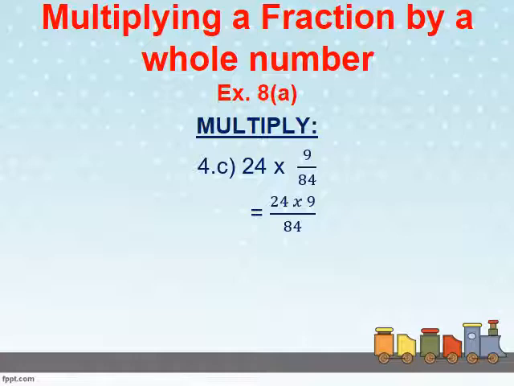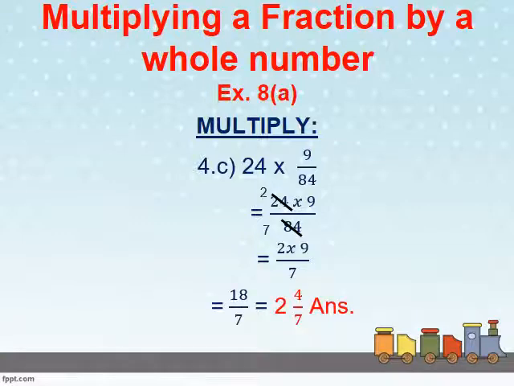So when we divide 24 by 12, we get 2, and when we divide 84 by 12, we get 7. So 2 multiplied by 9 in the numerator upon 7 in the denominator, which is written like that: 2 multiplied by 9 upon 7, which in turn is equal to 18 by 7. And since 18 by 7 is an improper fraction, so change it into mixed fraction, which is equal to 2 4 by 7.